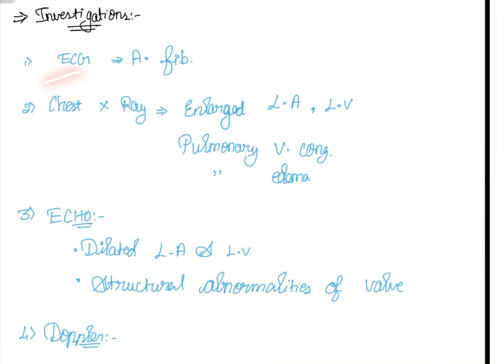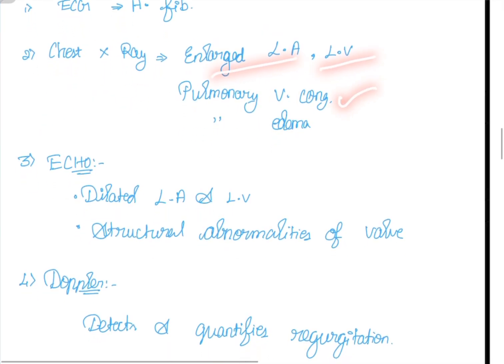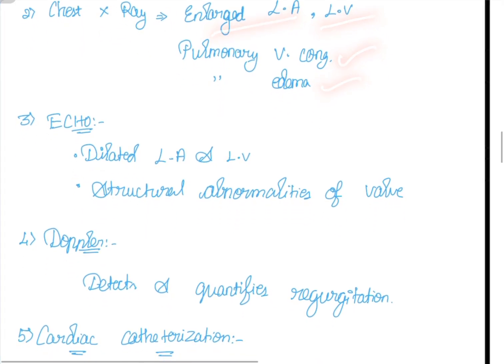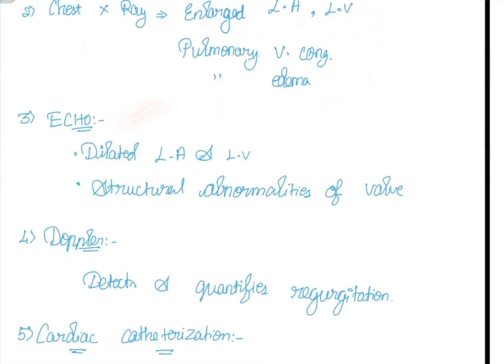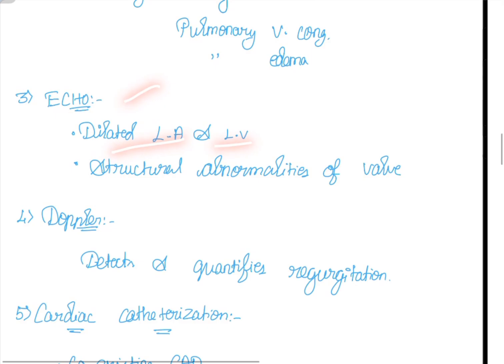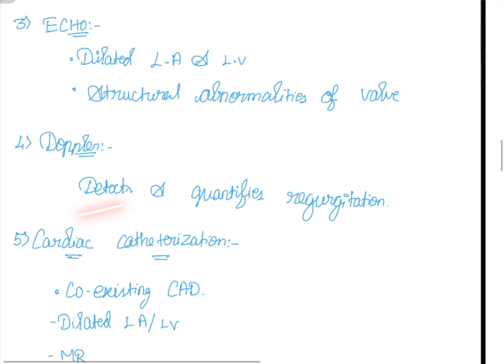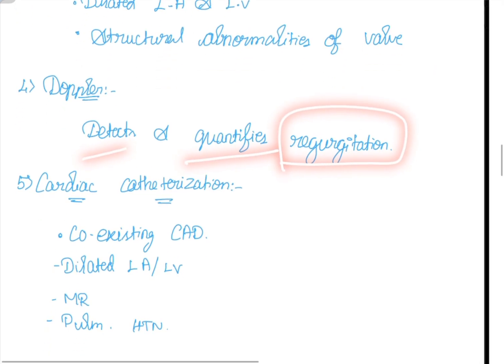Moving on to the investigations, we go in order. First of all, in ECG, we see atrial fibrillation, and then in chest X-ray, we are able to appreciate the enlargement of the left atrium and left ventricle, and then pulmonary congestion and pulmonary edema. In echo, we are able to see the dilation of the left atrium and left ventricle, and we can also see the structural abnormalities of the valve. In Doppler, we can detect and quantify the amount of regurgitation.